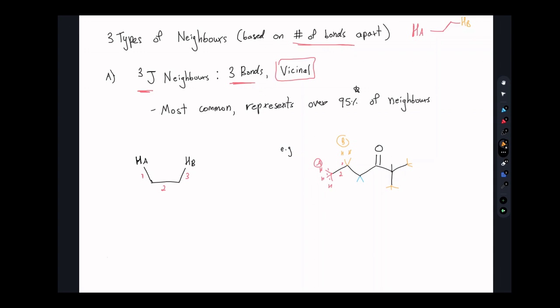Now A would have 2 neighbors, since there are 2 hydrogens on B. But A would never be a neighbor to itself. In the same sense, B is also going to have A as a neighbor, except it's going to have 3 neighbors on that side, because A represents 3 hydrogens. Importantly, we also have signal C here, and we can see that B and C are also going to be neighbors. We'll discuss in more detail what that looks like, and how 3J neighbors really show up on the NMR spectrum, but for now, that's the introduction to 3J.